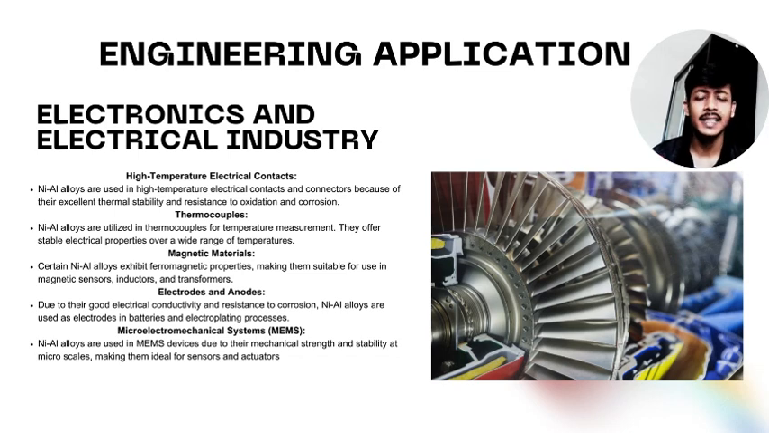Also, we can use it in magnetic materials, just like we can use this material in sensors, inductors, or transformers for its ferromagnetic properties. Nickel aluminum alloy is often used to make electrodes and anodes because of having good conductivity and corrosion resistance in batteries and electroplating.